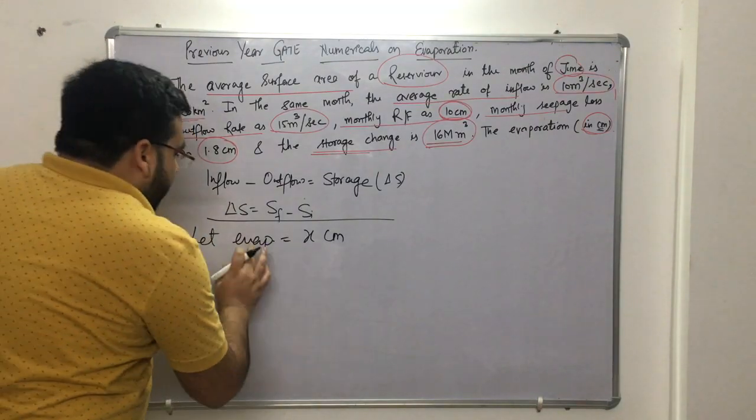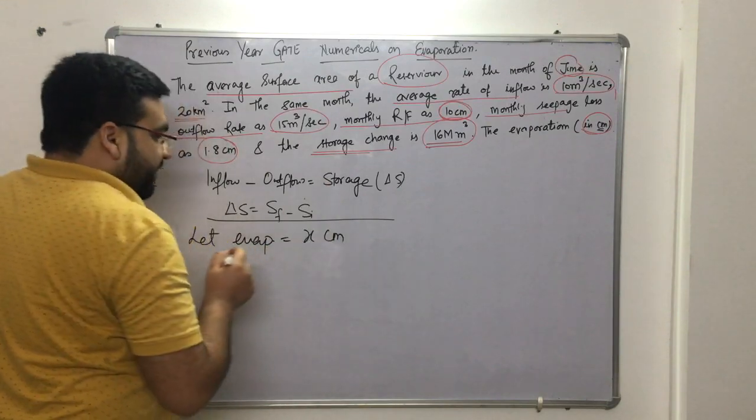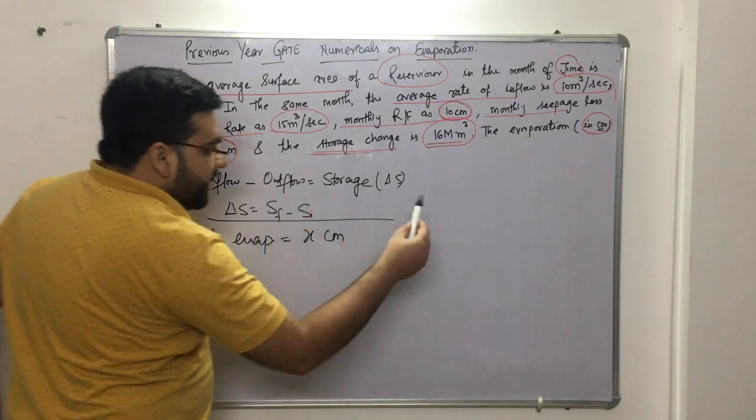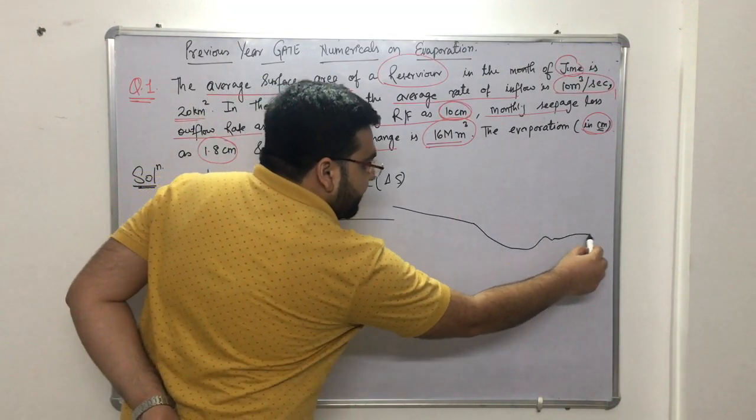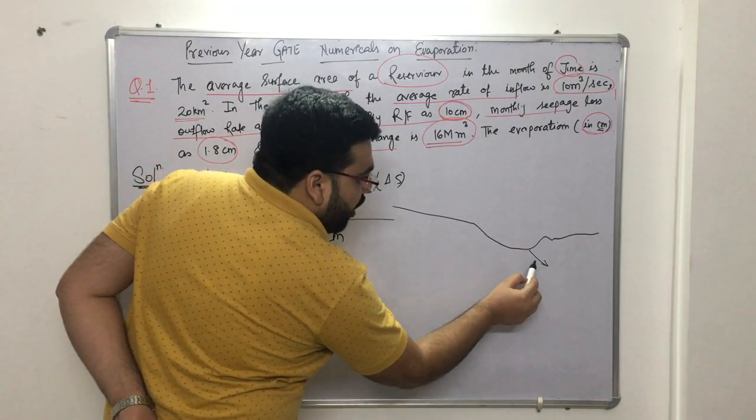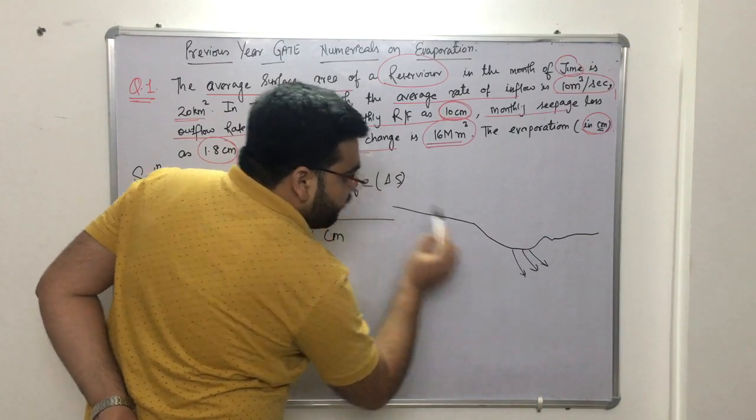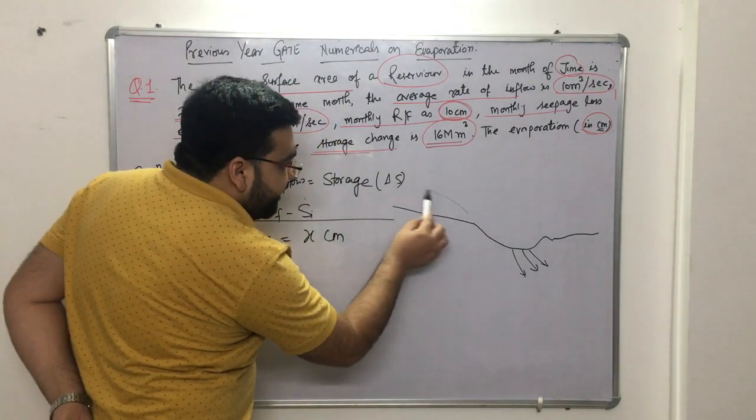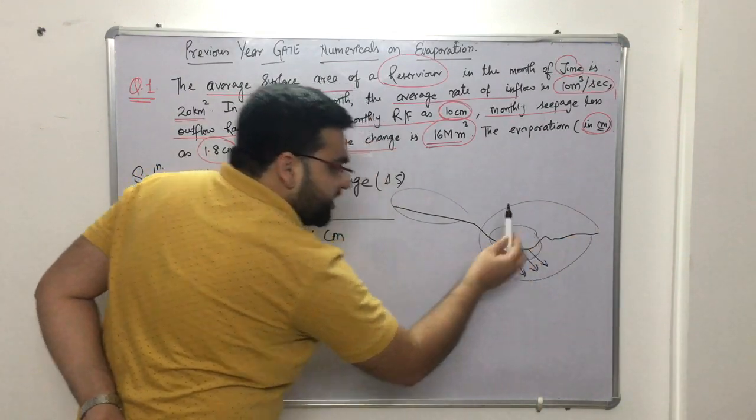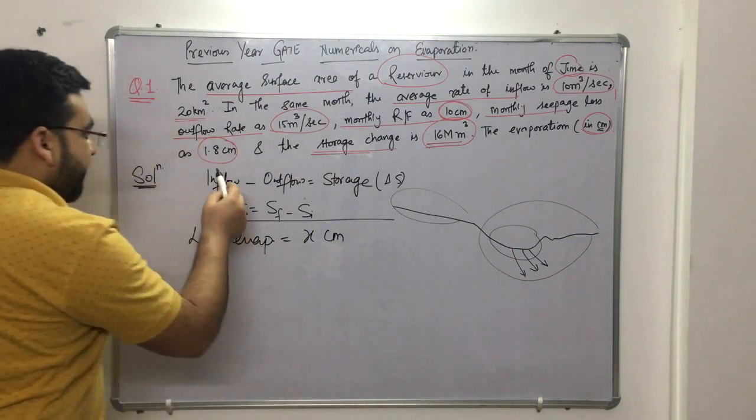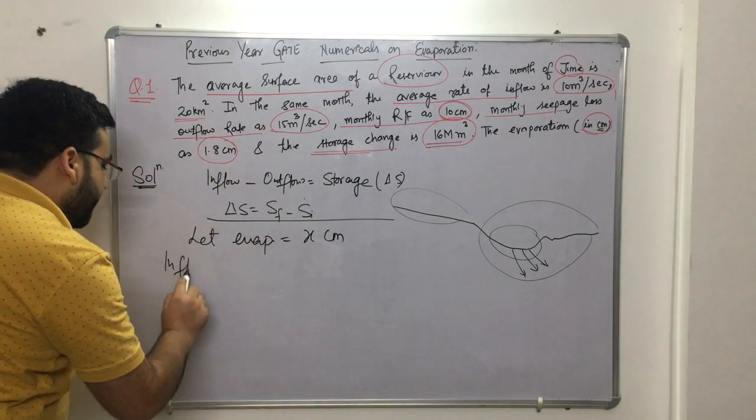So now let the evaporation be x. Clear? Now let me draw it. It is a type of, let's say this is inflow, this is some storage, and this is some outflow, and there are some losses also that also count in the outflow. So I will say that inflow minus total outflow will be equal to change in storage. Simple, right? So let me first of all calculate the inflow.